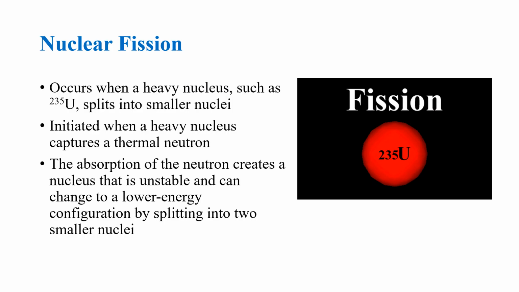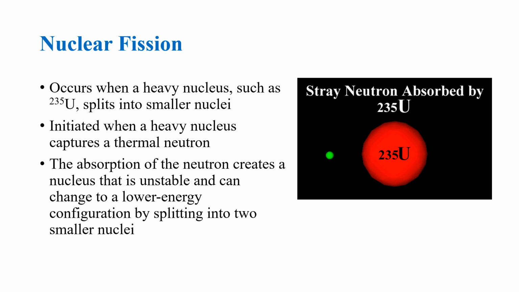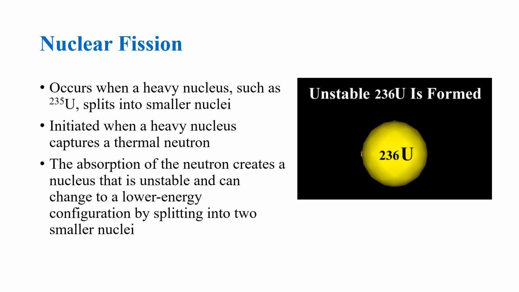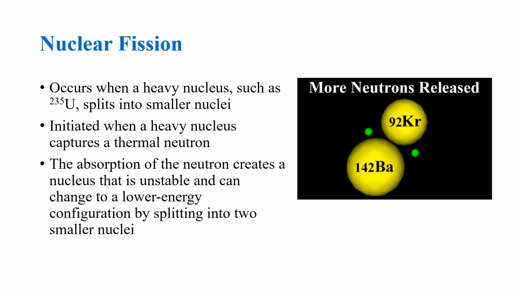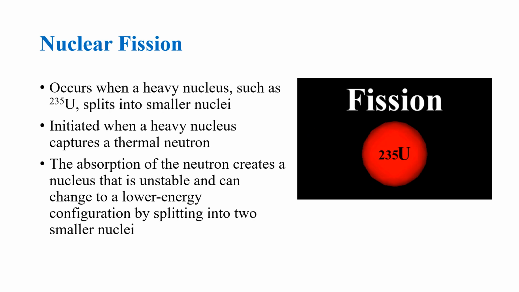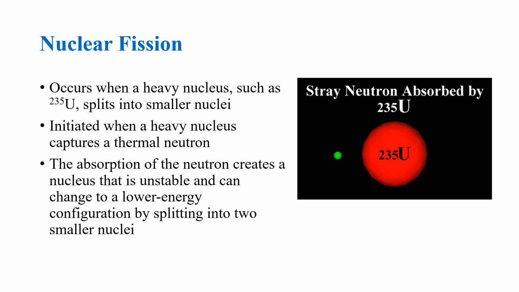So the working principle behind your nuclear reactors is this process which is called your nuclear fission. Nuclear fission occurs when a heavy nucleus, such as your uranium-235, splits into smaller nuclei. Like say for example, into krypton-92 and barium-142. This is initiated when a heavy nucleus captures your thermal neutrons. Later you'll see why it is important that you have your thermal neutrons.